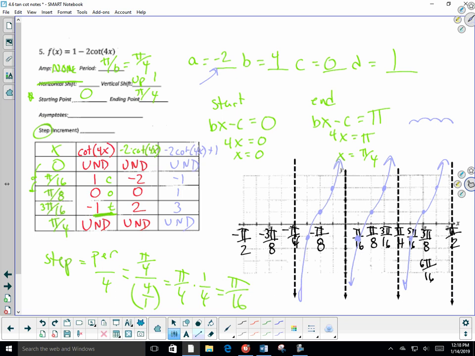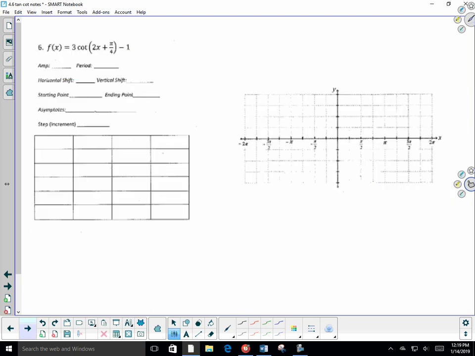So if I have to list where my vertical asymptotes are, I can say they sure look like they are occurring at negative pi over 4, at 0, and at pi over 4. All right, and the step, I didn't write it down, but it should be pi over 16. We talked about that. Okay, so let's move on. We've got one more to go. Let's take a look at this one.